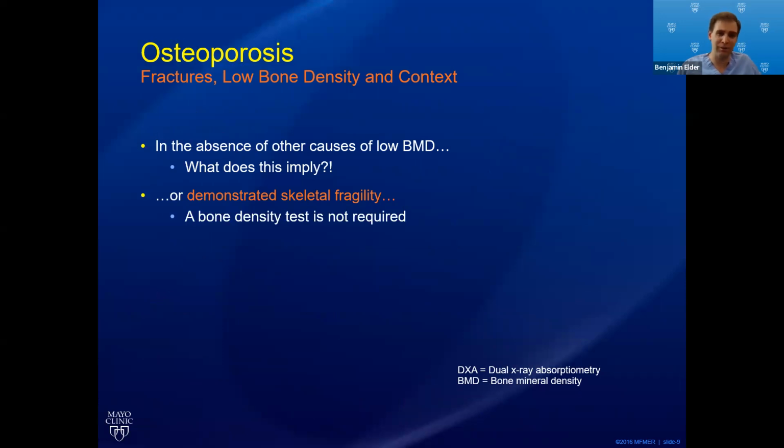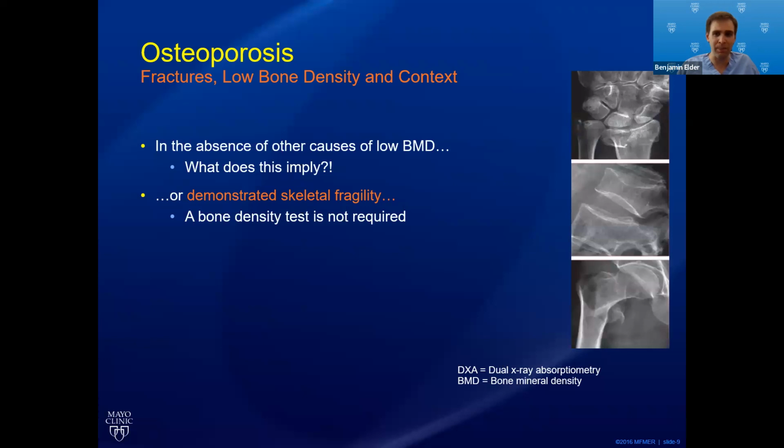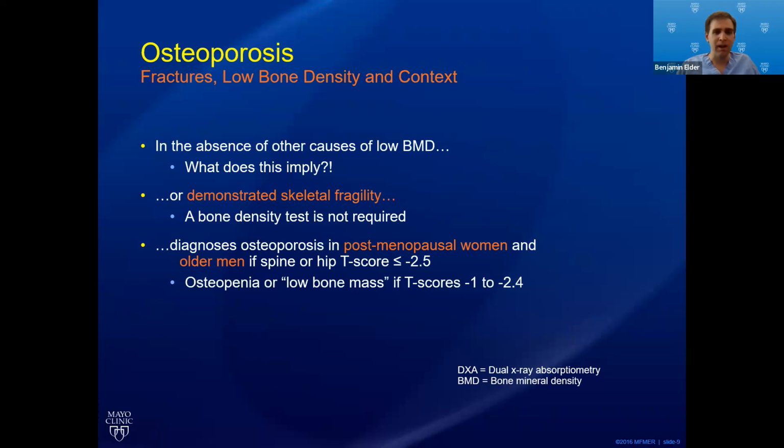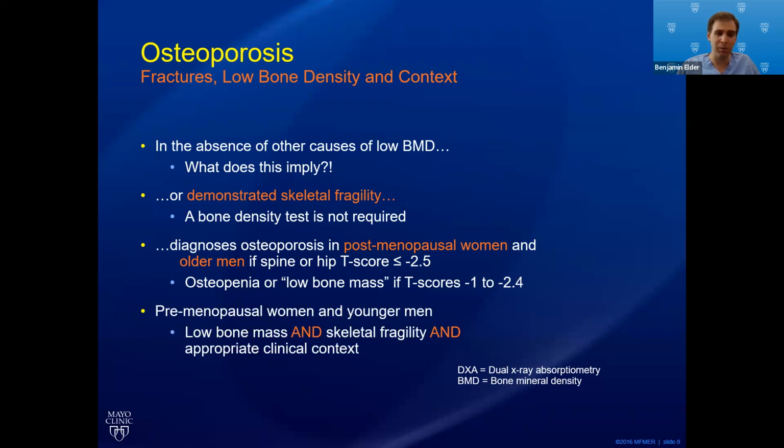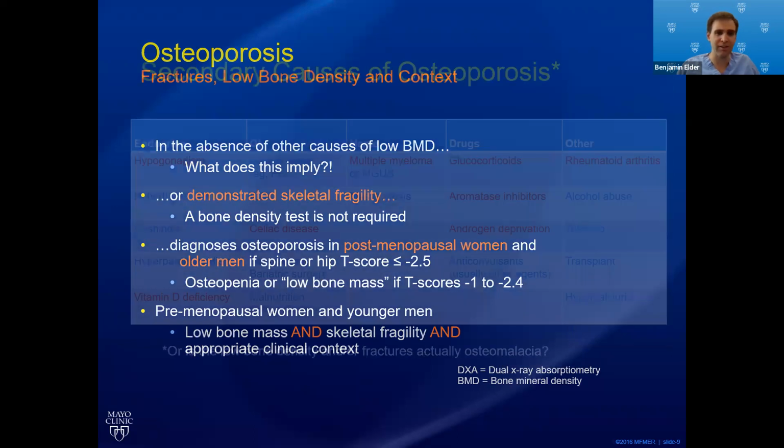Or if we don't have demonstrated skeletal fragility, in which case a bone density test is not required if you have a demonstration of fragility fractures already, typically at the wrist, vertebral compression fractures, or hip fractures. And so again, you diagnose osteoporosis in postmenopausal women based on T-score, but in premenopausal women and younger men, it's due to low bone mass, skeletal fragility, and in the appropriate clinical context.